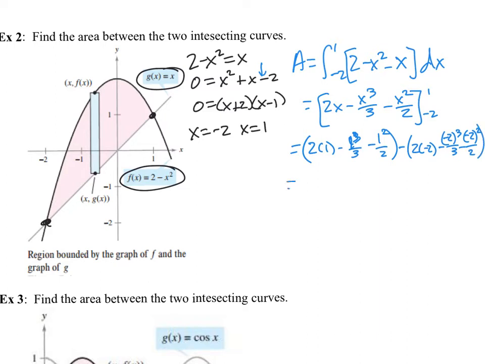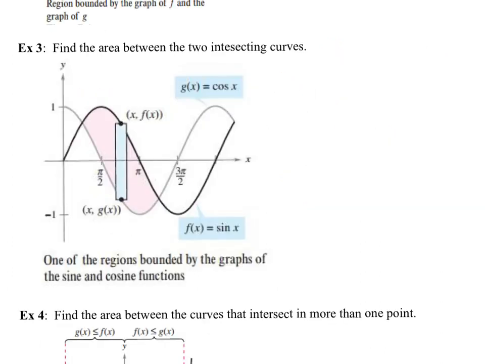And then again, we're not going to take time in this video to do all the arithmetic, but if we did, our answer, let's see, would be 9/2. So now let's take another example of finding the area between two intersecting curves.